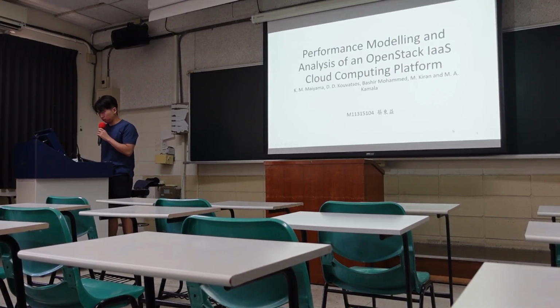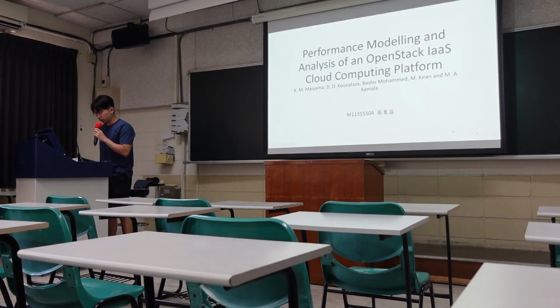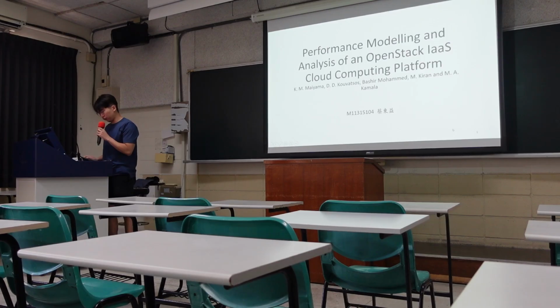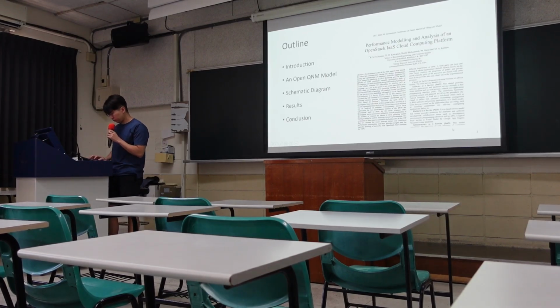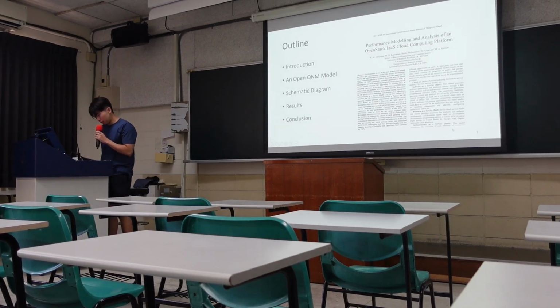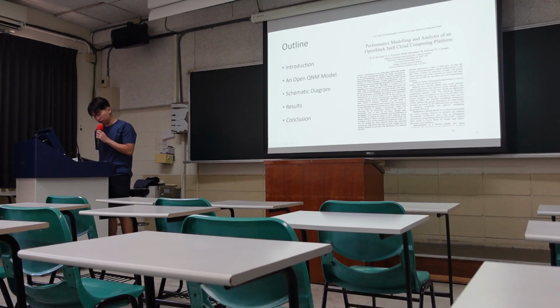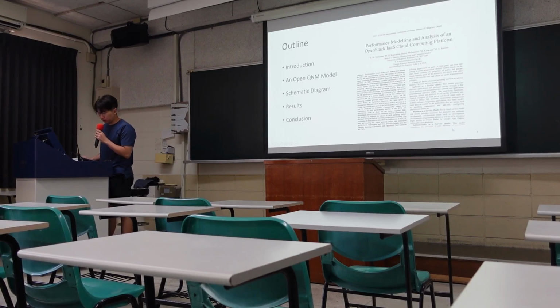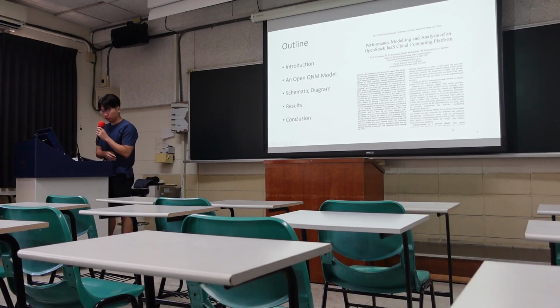The paper is Performance Modeling and Analysis of an OpenStack IaaS Cloud Computing Platform. This slide presents the outline of today's presentation, which is divided into 5 main sections. First is introduction, and second is the open queuing model. The third is the scheme diagram, and the fourth is results, and the next one is conclusion.